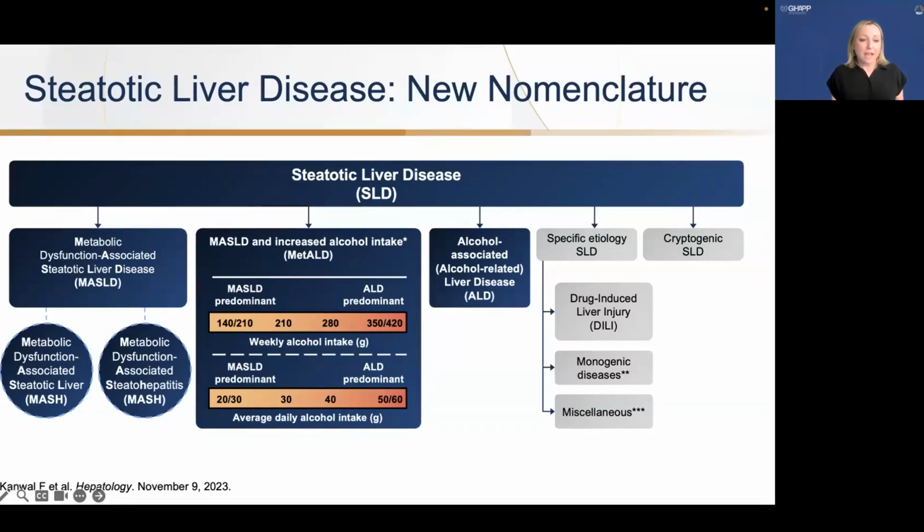And then within this category of SLD, we also have MetALD, which is MASLD, but in patients that have an increase in alcohol intake. And so MetALD includes both the metabolic risks as well as the alcohol-associated liver disease risks. And then we have alcohol-associated liver disease, or ALD, and this is the patients that have steatosis related to an increase in alcohol intake. And then along this, we have less common etiologies such as drug-induced liver injury that can cause steatosis, or monogenic diseases, or cryptogenic SLD.